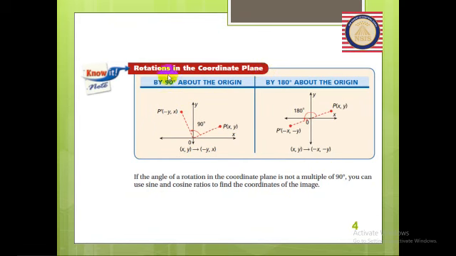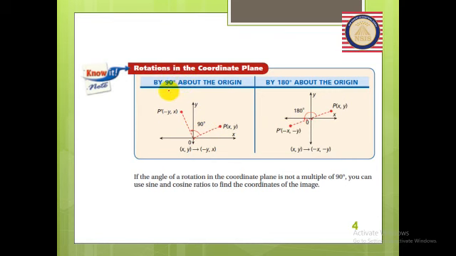In the coordinate plane, rotation by 90 degrees about the origin. My point of rotation is always the origin. Here also the origin. But here it's 90 degrees and here 180.